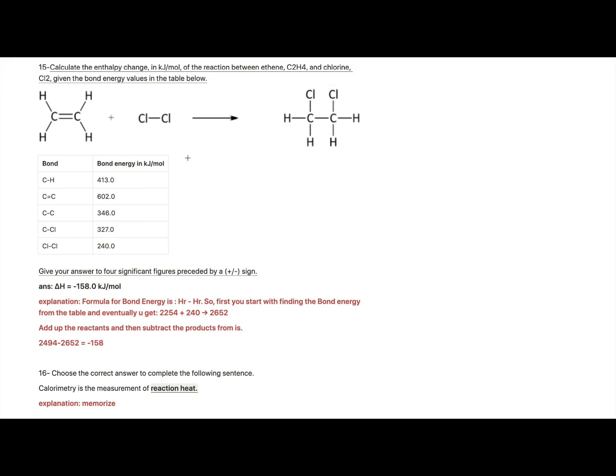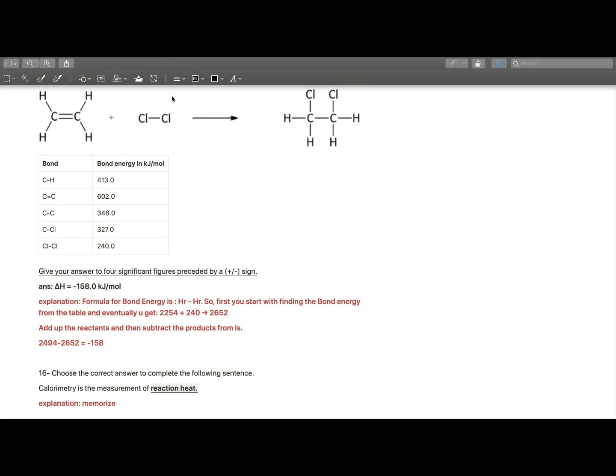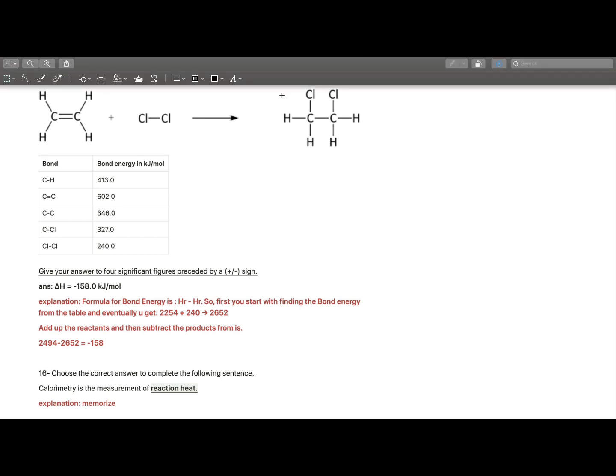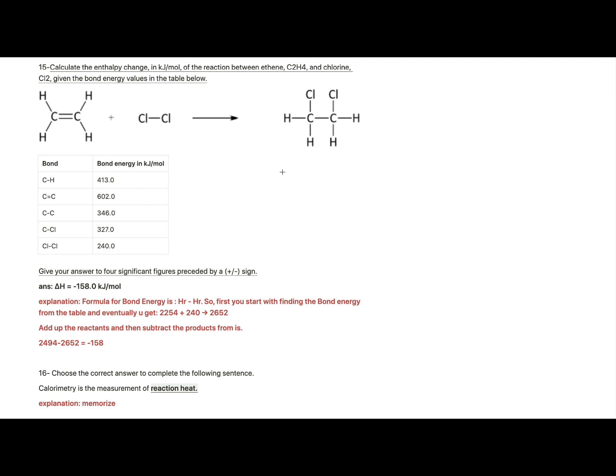Everything else in the quiz is like memorization and general information that you're supposed to know from class, but if not, you can just memorize it from the quiz or from the sheet. It does not matter, since it's probably going to come the same in the actual exam.